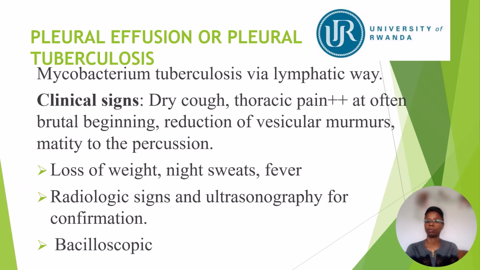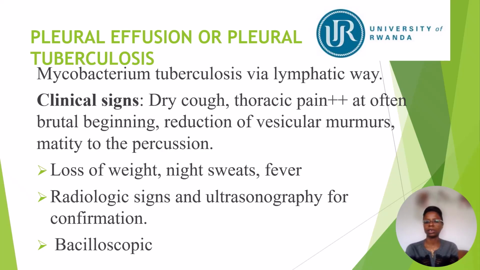Pleural effusion or pleural tuberculosis. This is the TB which attacks the pleural membrane. The clinical signs for the client who has pleural tuberculosis: they have a dry cough, which is a cough that doesn't produce sputum. They also have thoracic pain, which is very severe, and they have weight loss, night sweats, and fever.